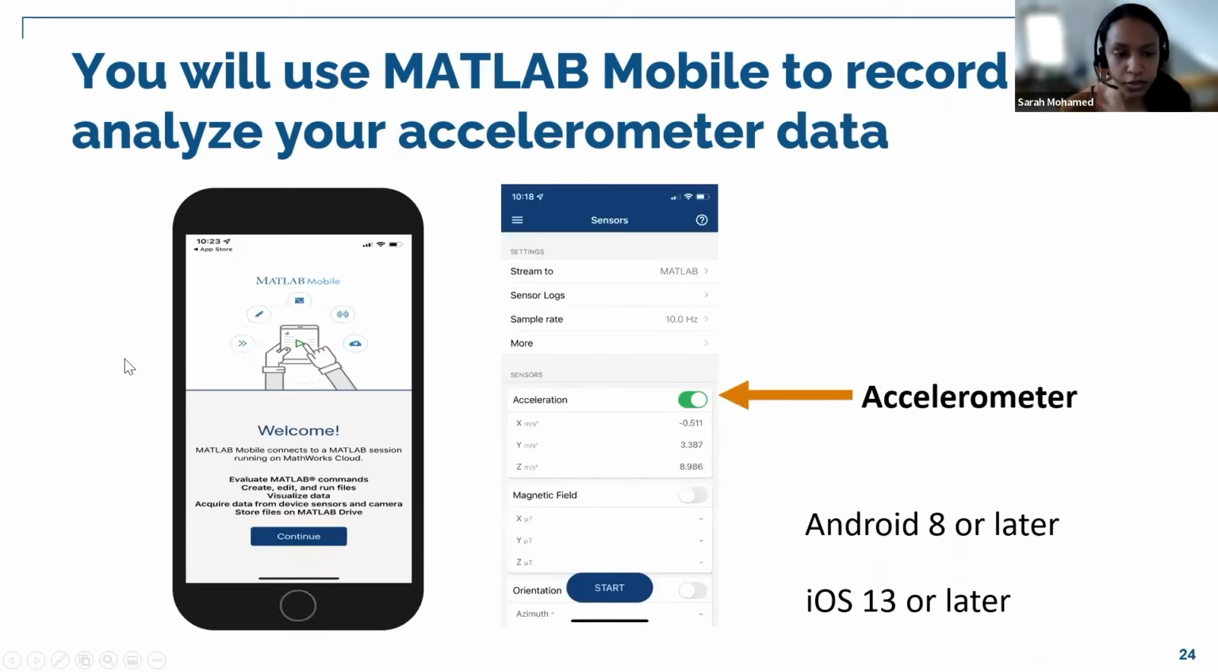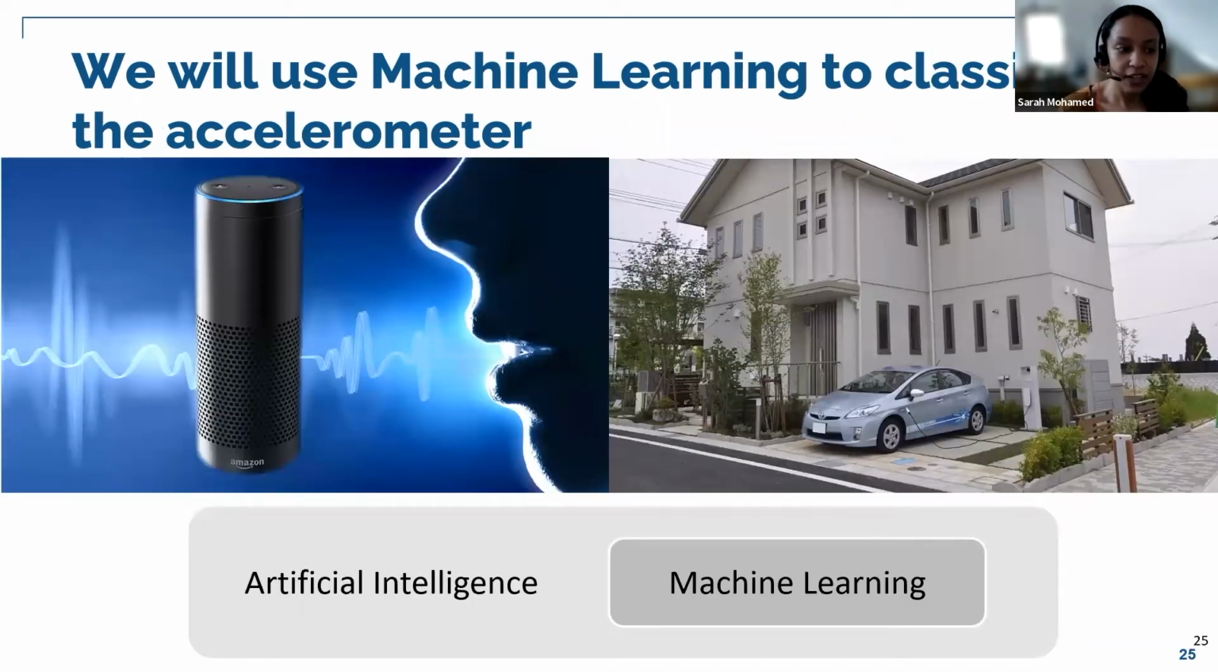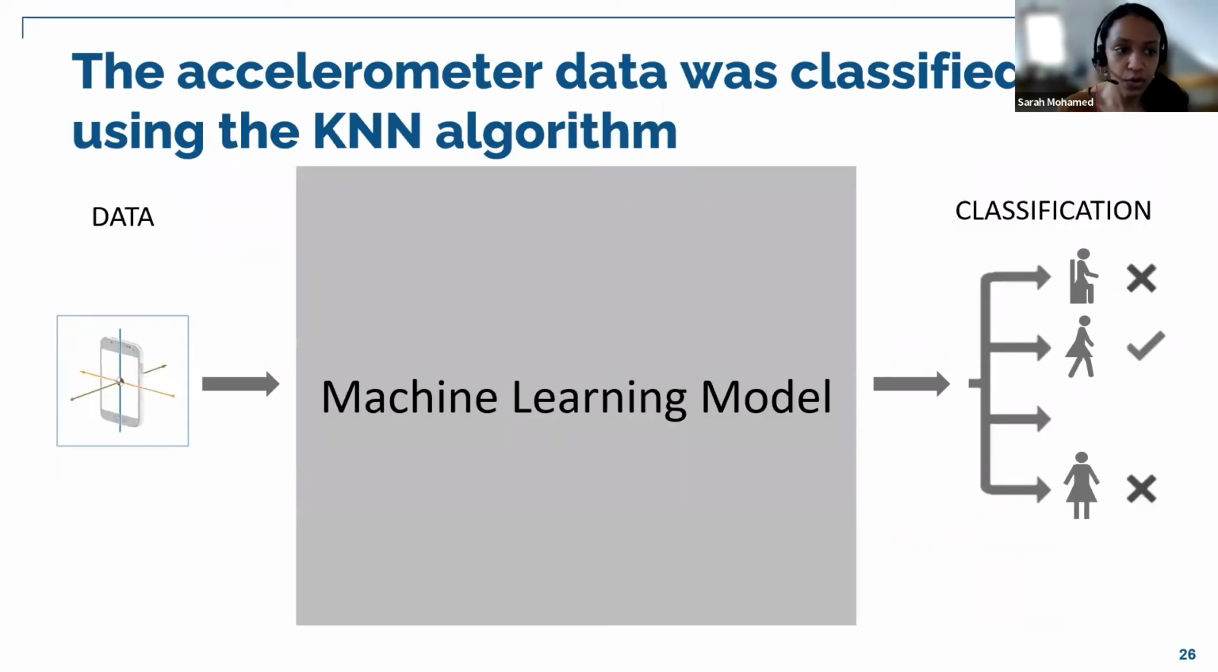Once again, we'll use MATLAB Mobile for this exercise. Before, you were using the magnetometer, and in the next exercise, you'll collect data from the accelerometer. So we're going to use some AI today. And this is a tool that we increasingly see in many different parts of our lives, from our speakers, our smart home devices, to our cars. Today, you're going to use machine learning to classify your movement using the accelerometer data that you collect. And more specifically, you're going to use k-nearest neighbors.